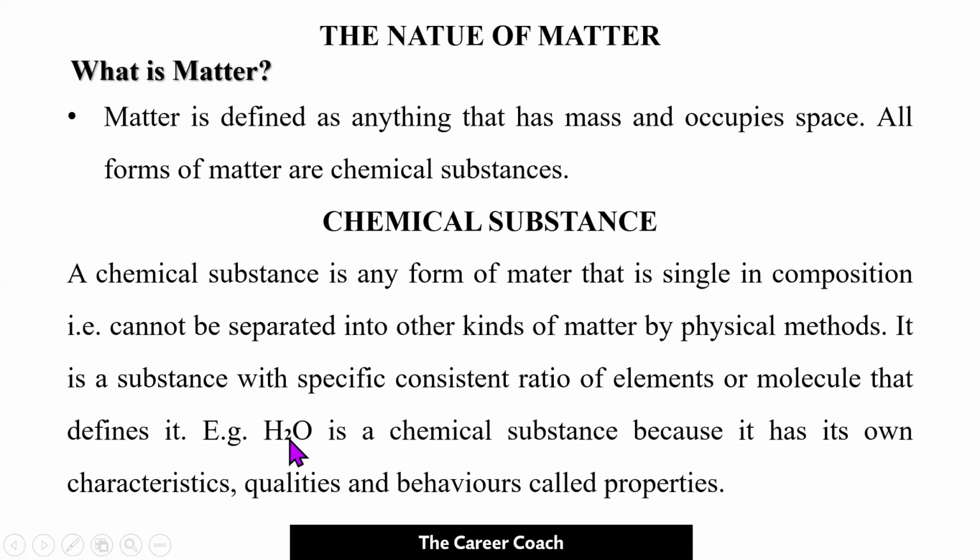Example, water. Water is a chemical compound that combines in the ratio of hydrogen to oxygen 2 to 1: 2 atoms of hydrogen, 1 atom of oxygen. That is the chemical combination of water. So water is an example of a chemical substance because it has its own characteristics, its own qualities and behaviors called properties.